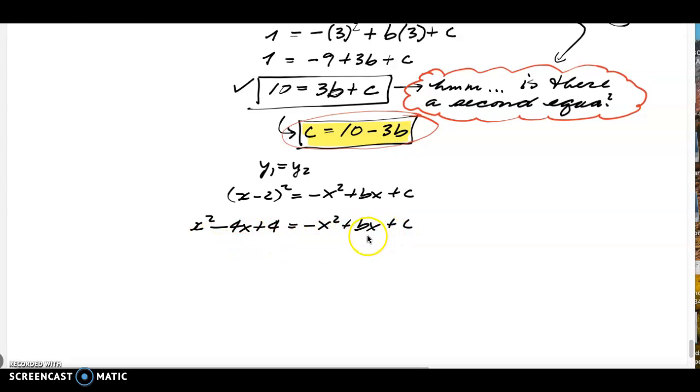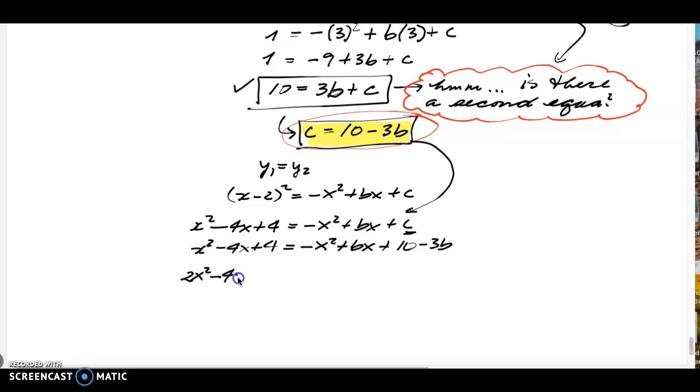Now I'm going to put everything onto one side. And actually, I want to get rid of the c because I'm going to use this one right here. So I'm going to say this: minus x squared plus bx, and this is going to be plus 10 minus 3b. So now I have this. Okay? Now I'm going to put everything onto one side. If I move everything over, this will give me 2x squared. This will give me minus 4x. The bx has to come through.